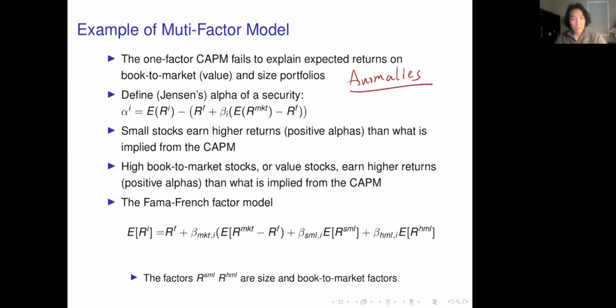And you can actually look at Jensen's alpha of each security. So this Jensen's alpha is simply the deviation of the expected return from the CAPM. And it is known that small stocks earn higher returns than the CAPM predicts. And also it is the case that high book-to-market stocks, or the value stocks, earn positive alphas as well. Okay. Then came the Fama-French three-factor model, where in addition to the market factor, there's also small minus large, which is the size factor, and high minus low, which is the value factor.